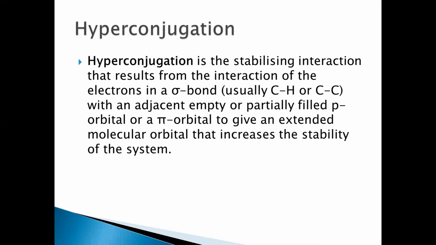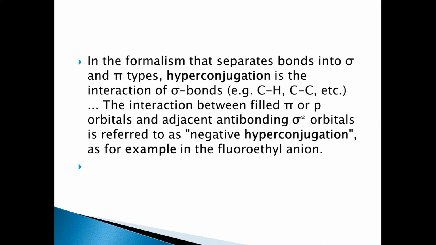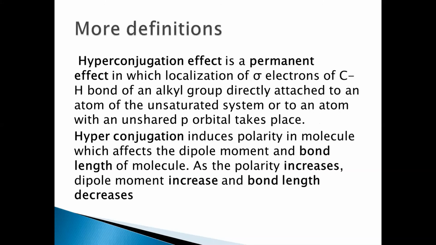It is the stabilizing interaction that results from the interaction of electrons in a sigma bond with a pi bond. In the formalization, bonds are separated into sigma and pi types. Hyperconjugation is the interaction of a sigma bond with the filled p orbital. So hyperconjugation is a permanent effect in which delocalization of the sigma bond or C-H bond of an alkyl group directly attached to an unsaturated atom, or to an atom with an unshared pair, takes place. It induces polarity.